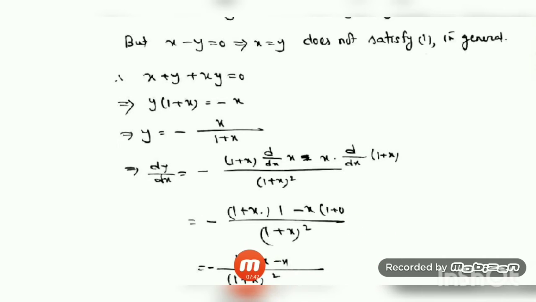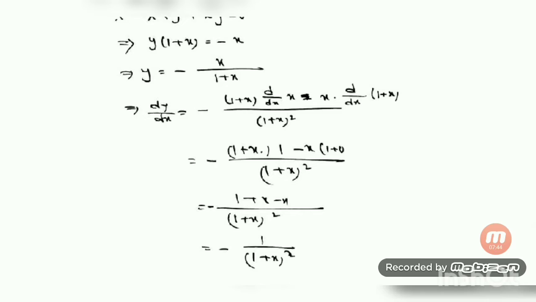Now just open the bracket, 1 plus x minus x. 1 plus x minus x, plus x cancel out. So here only 1 will be left, that is the answer is minus 1 by (1 plus x) square, which is the solution. Okay, and this is proved. Hope you understand the method.